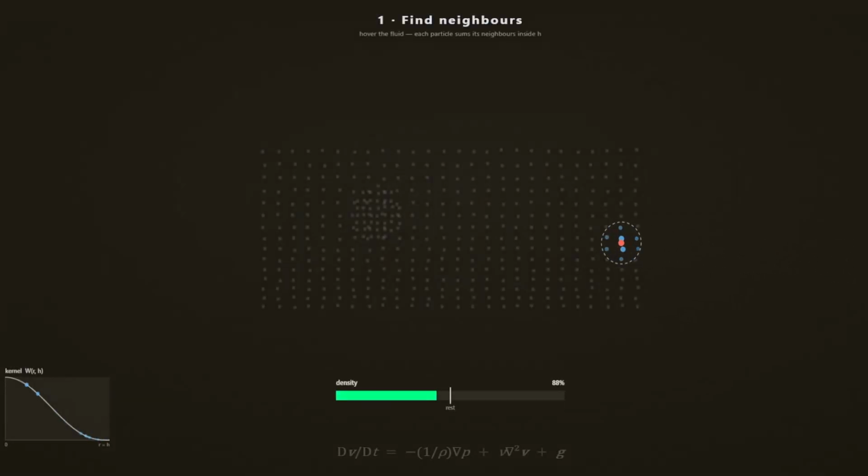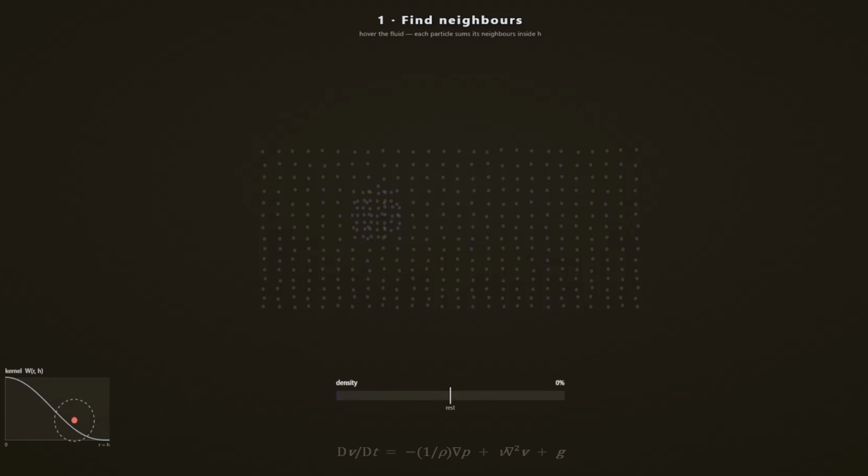Every particle looks around and finds its neighbors, and that just means the ones sitting inside a certain radius, which we typically call h. Let me hover around so you can see it. That circle is the radius, and watch the particles inside. They light up, and the closer they are, the brighter they get. Down at the bottom here, that's the density, basically how crowded it is right where I am pointing.